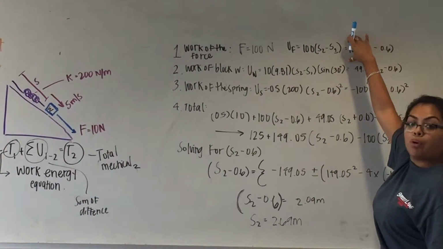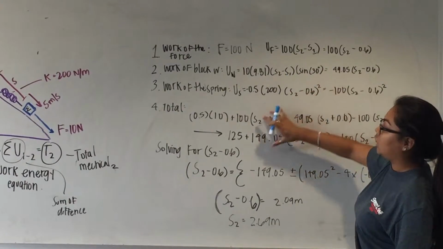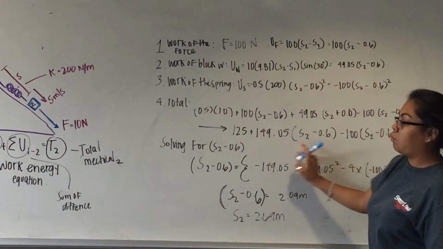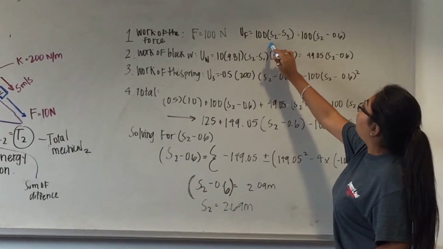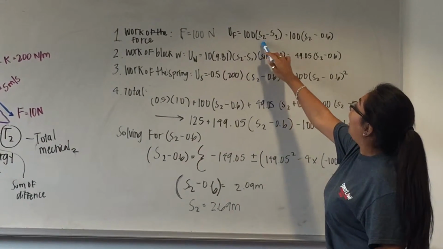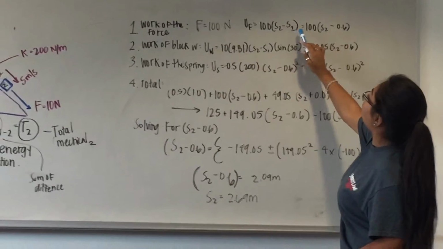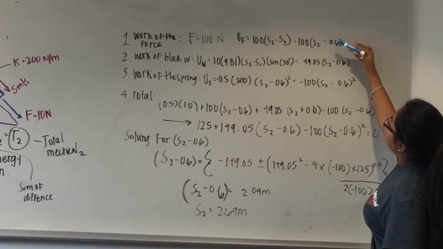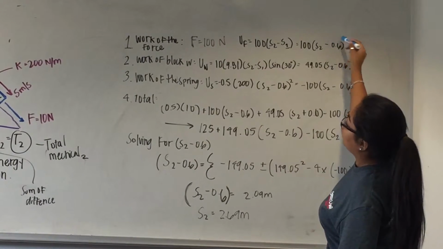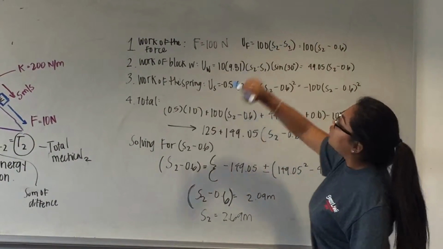We solve one component first, and then the next, and the next, and then in the end we add it all together into one big equation. And so 100 times S2 minus S1 equals 100 times S2 minus 0.6, where S1 is the spring constant, which is 0.6.